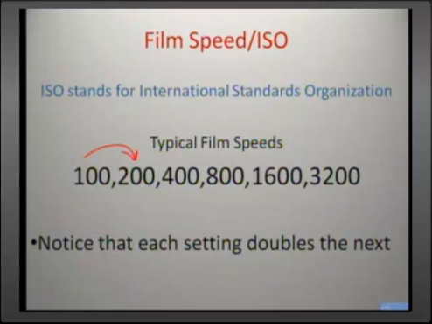So from 100 to 200, 200 to 400, 400 to 800, and so on. So keep in mind that they double each other, and we're going to come back and talk about that in just a moment here and how that all ties together.